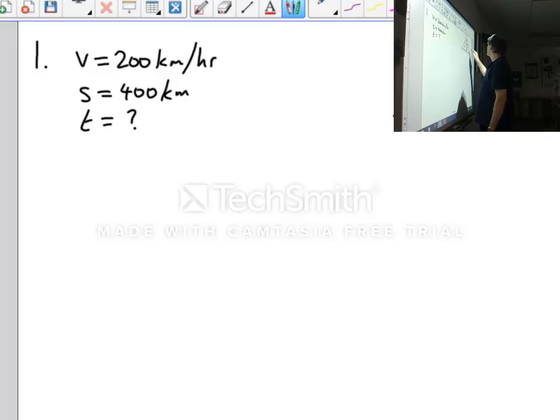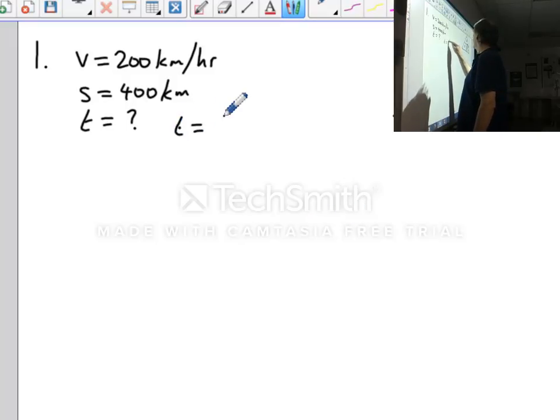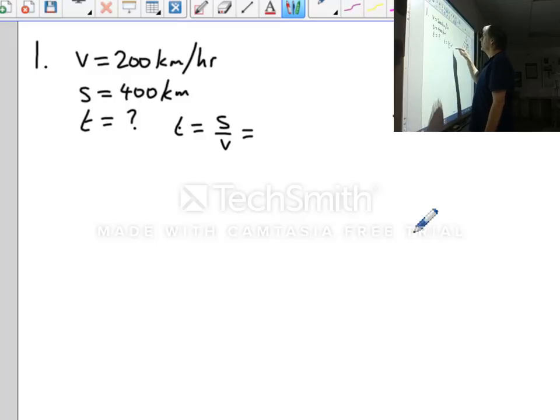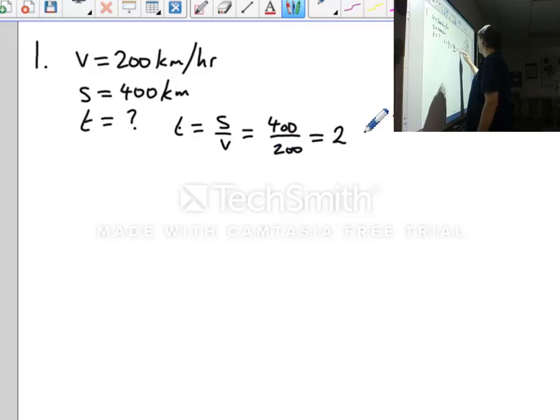So if we're trying to find time here, you would cover the time up there, and that would mean time is displacement over velocity. So that's the formula you're going to use, T equals S over V, and this is in kilometres an hour and kilometres, so they're okay as they are. So we're going to go for a distance of 400 kilometres divided by 200 kilometres an hour, so you'll get 2, and that'll be in hours, because that's what your time is set in at the moment.